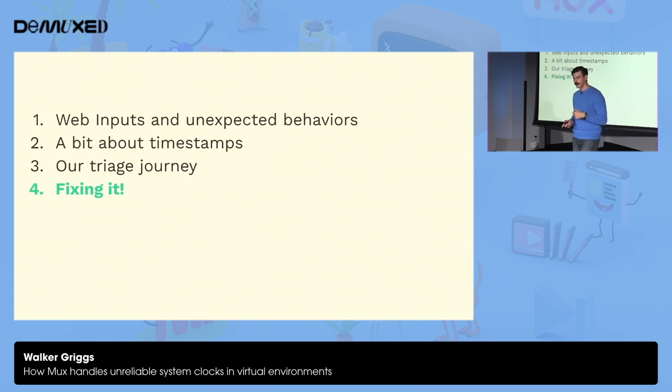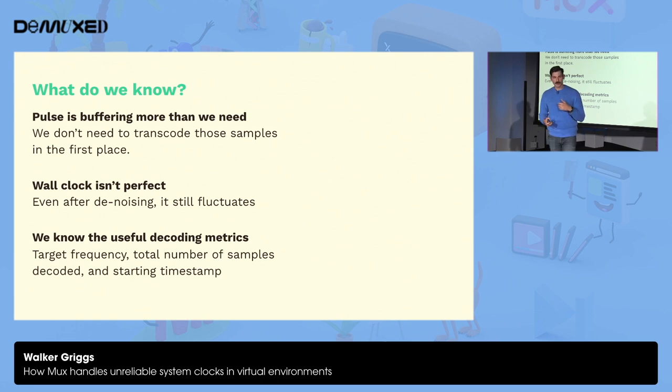Before we talk about how we fixed it, it's useful to talk about what we knew. Well, we knew that latency was likely at play and that pulse was buffering more than we needed. We knew that all of our timestamps were based off a wall clock that we couldn't really trust in this environment. And we also know a handful of useful metrics for decoding, like our target frequency, the total number of samples, so on and so forth.